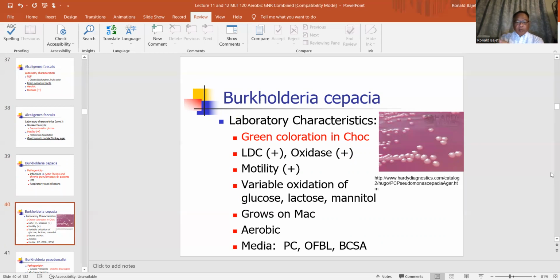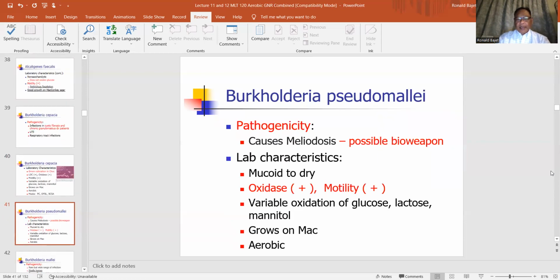It grows on MacConkey, aerobic. PC is plate count media, OFPBL, and BCSA is Burkholderia cepacia selective agar. So there are different types of media that you can use, other than the conventional blood, chocolate, and MacConkey agar, to isolate Burkholderia cepacia.